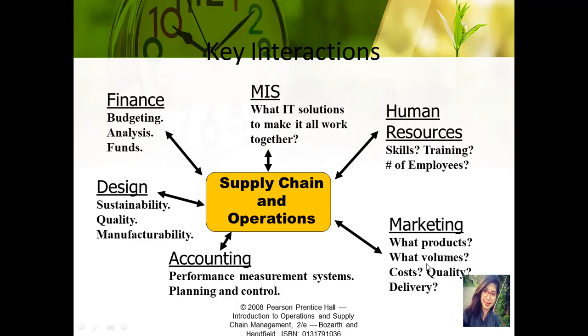For marketing, what the products are, how many products, how much is the cost, as well as the quality and the delivery. For accounting, the performance measurement systems and the planning and control. And for the design, the sustainability, the quality, and the manufacturability. All of these key interactions have an impact on supply chain and operations. Without the departments and the activities of each department, supply chain and operations will not be successful.